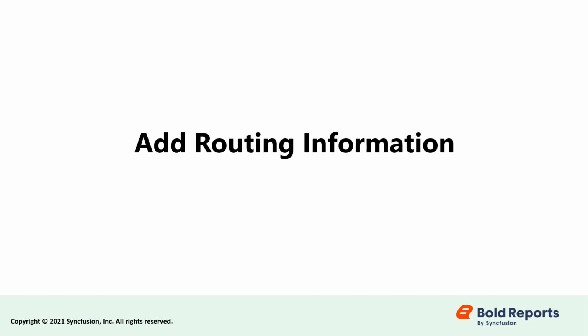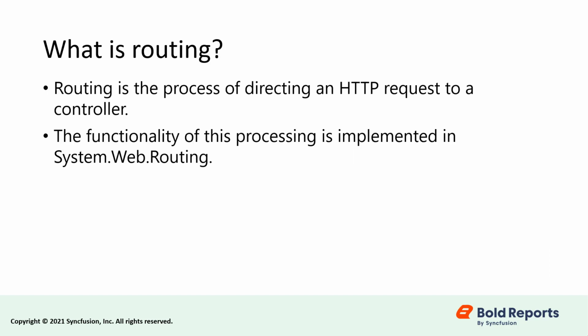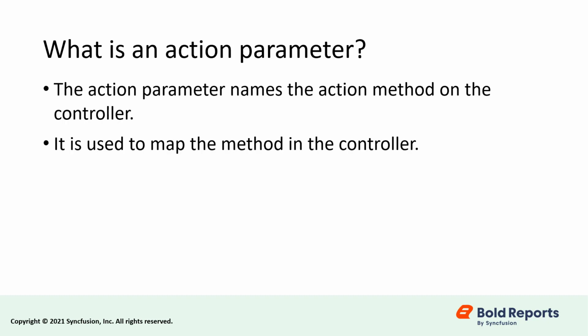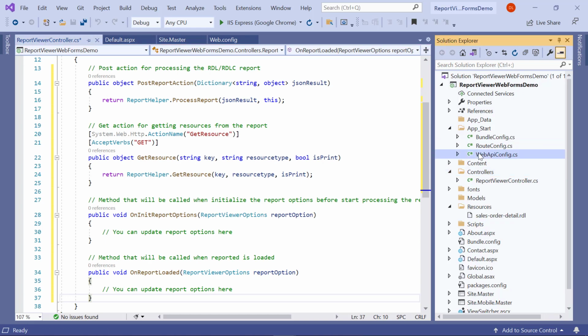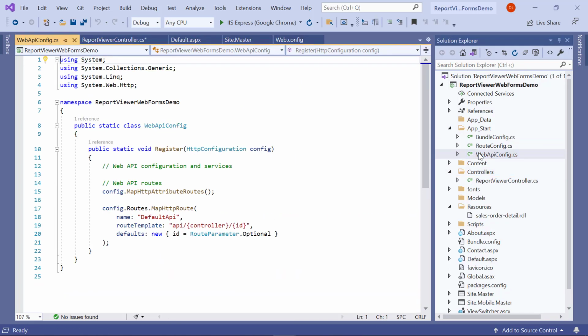Let's add the routing information. Routing is the process of directing an HTTP request to a controller, and the functionality of this processing is implemented in System.Web.Routing. The action parameter names the action method on the controller, which is used to map the method in the controller. Open the WebApiConfig.cs file from the App_Start folder of your application. Modify the route template in the Register event to include the action parameter in the URL.